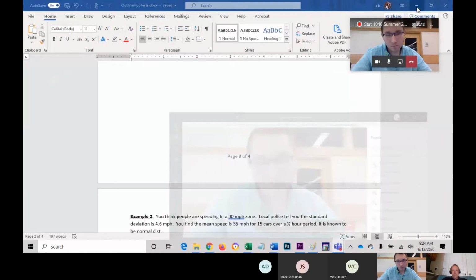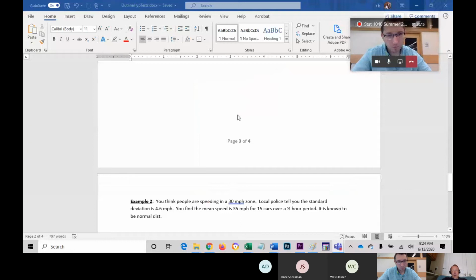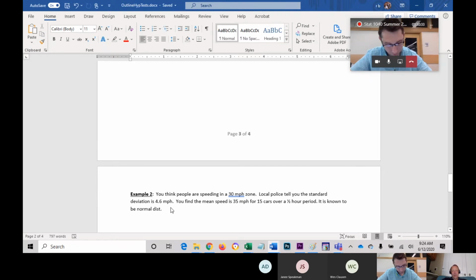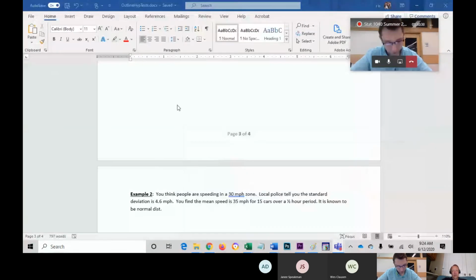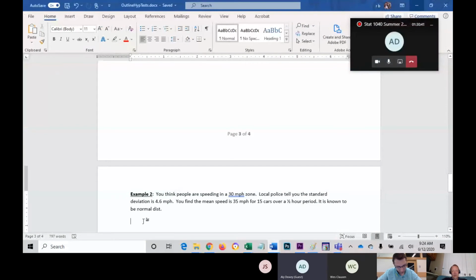Okay, so all right, you think people are speeding in a 30-mile-per-hour zone. Local police tell you the standard deviation is 4.6 miles per hour. You find the mean speed is 35 miles per hour for 15 cars over a half-hour period. It is known to be normally distributed. So step number 1 is what, Allie? We have to decide if it's categorical or quantitative. Okay, you went with step number 2, but that's actually, I don't mind that. Okay. Categorical or quantitative, that's fine.